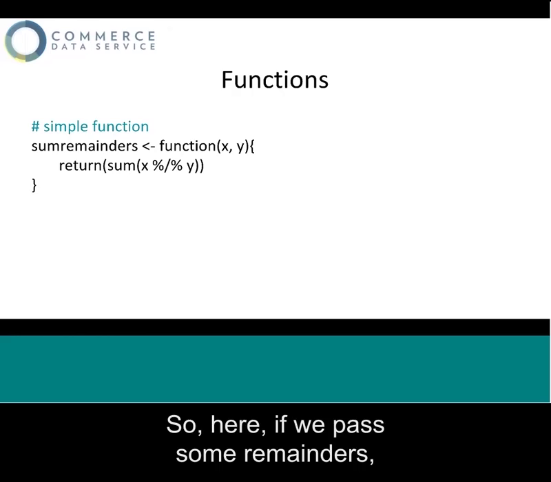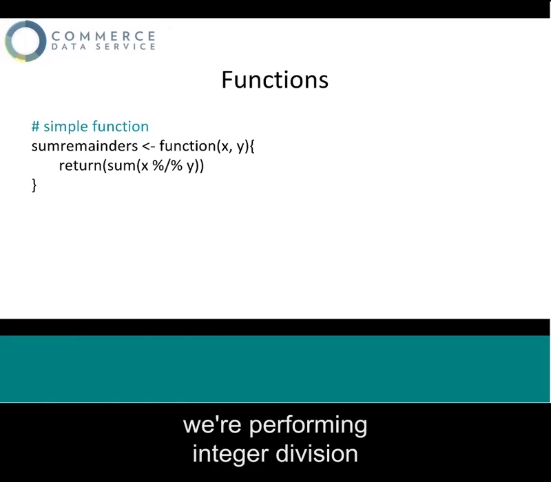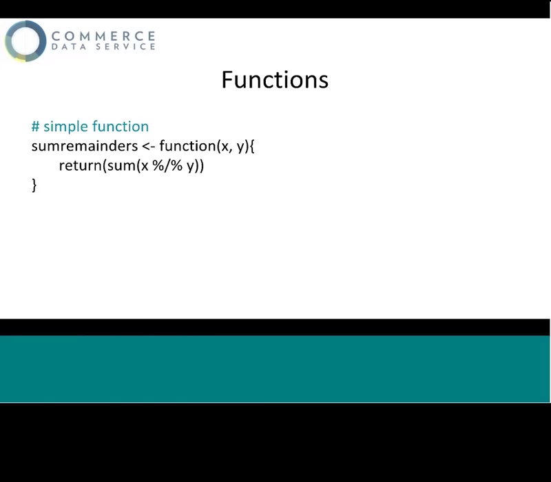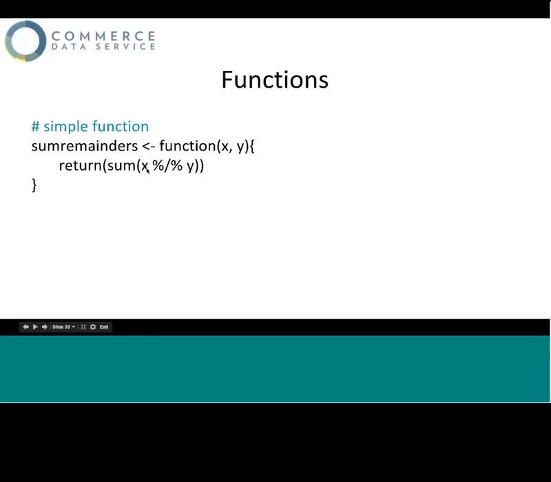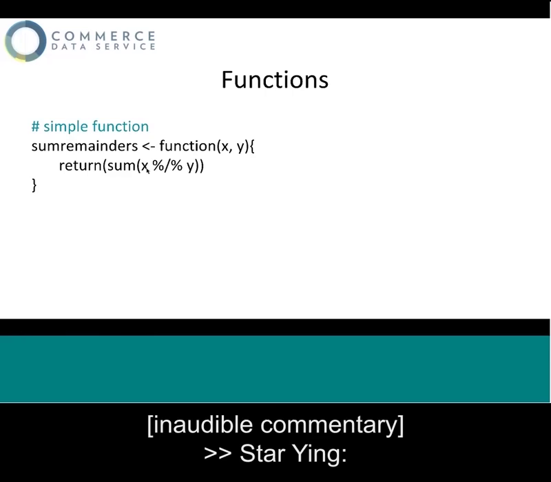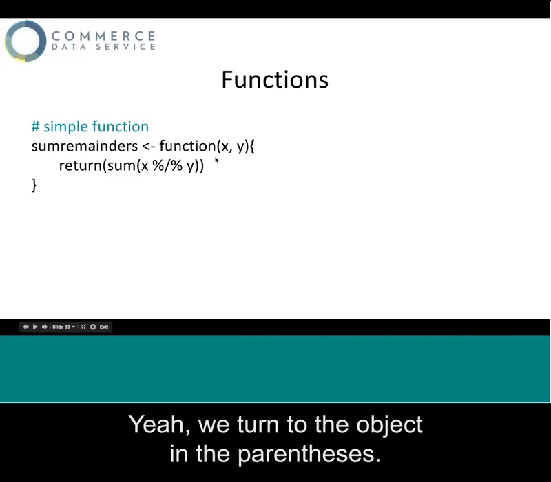So here, if we pass some remainders to numbers, we're performing integer division on the two numbers, and we're summing them. So actually, you don't actually need to sum them because it's just one number. Yeah, it returns the object in the parentheses.